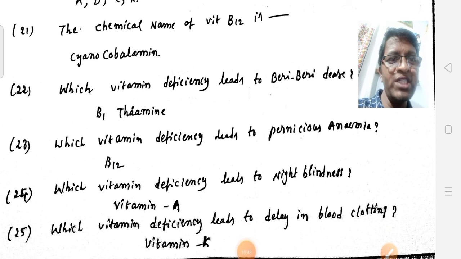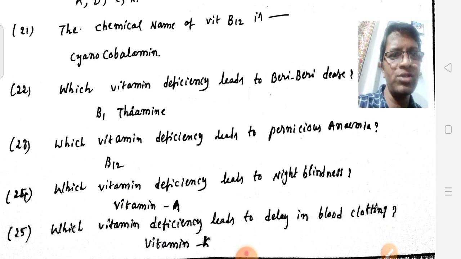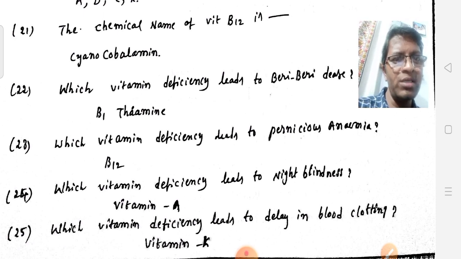24th bit. Which vitamin deficiency leads to night blindness? Vitamin A deficiency leads to night blindness. Next last bit, we can go for 25th bit. Which vitamin deficiency leads to delay in blood clotting? Vitamin K deficiency leads to delay in blood clotting.